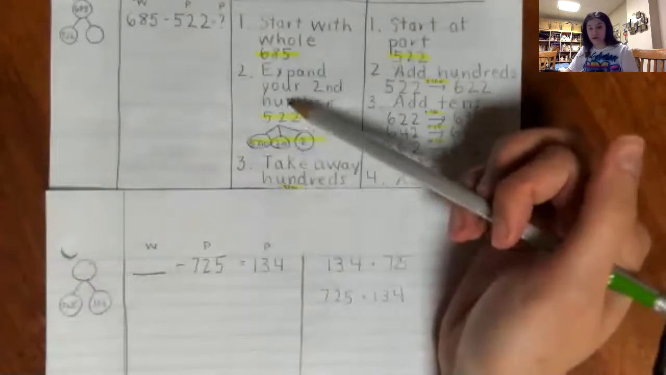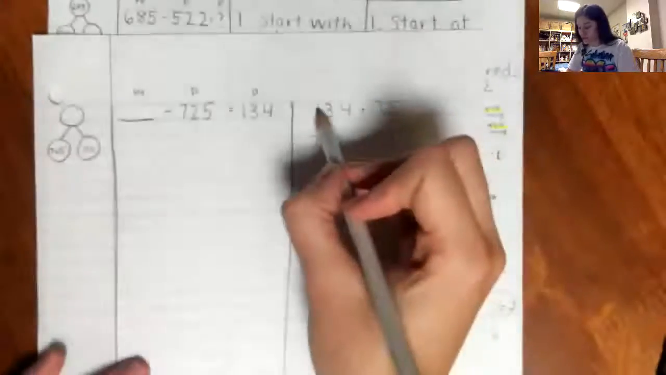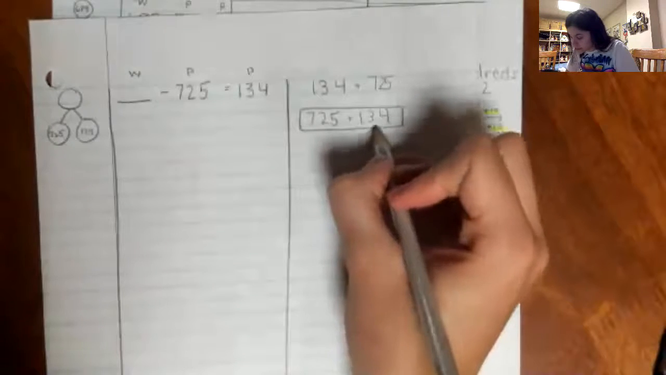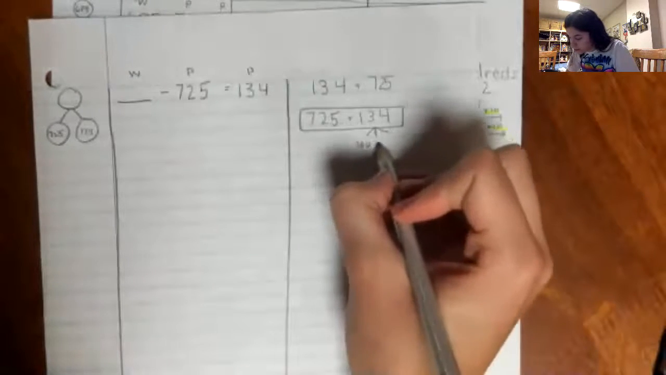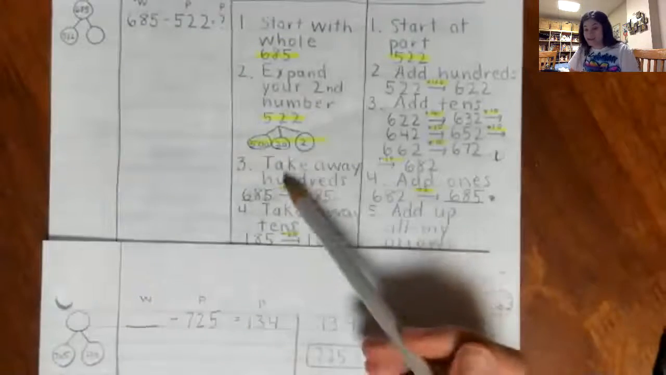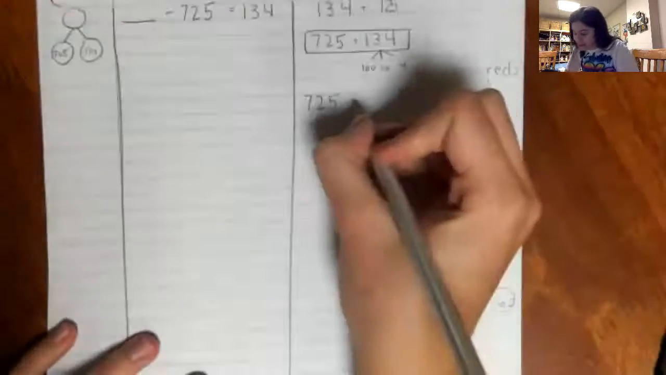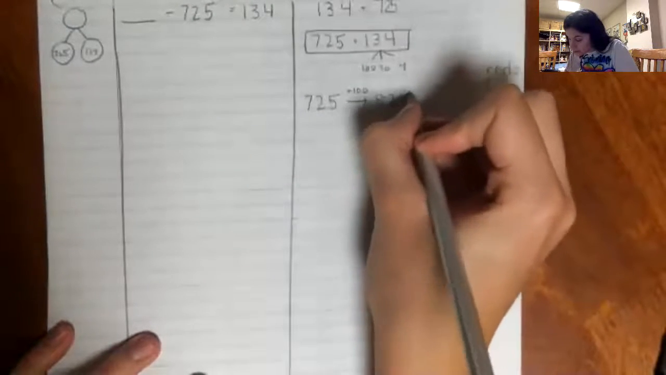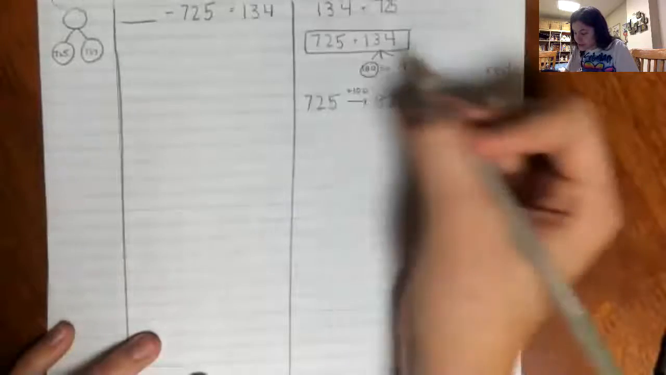Because we're gonna break up. So let's actually follow these steps. Though we're not starting with the whole, we are gonna expand our second number still. So if I'm going by this problem, because order doesn't matter when we add, I am gonna expand my second number, all right? And then I'm just gonna do exactly what my steps tell me. Okay, I'm gonna first, instead of take away my hundreds, I'm actually gonna add them. Okay, so I added my hundreds.